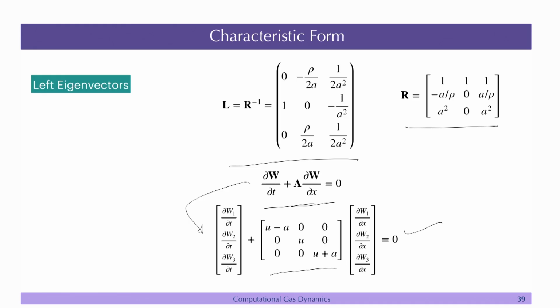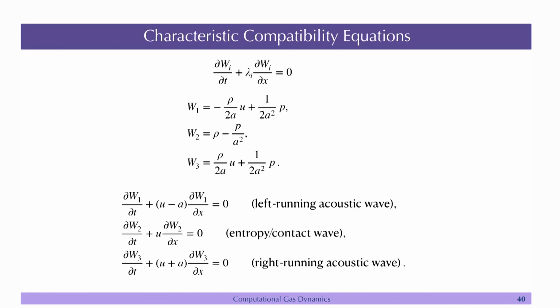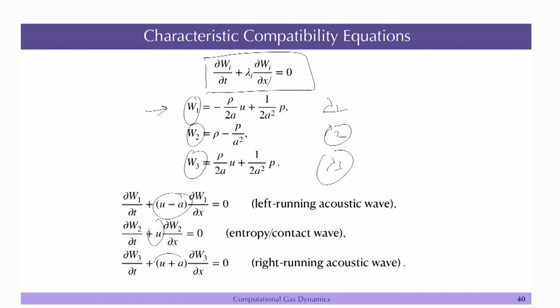And you can write in a decoupled form. So, I got this W1, W2, W3 by doing LV. This you can go back and work it out. Now I am writing this in decoupled form. Each equation is like a linear convection equation for W1, W2 and W3, and the convection speed is basically lambda 1, lambda 2 and lambda 3. For lambda 1 you have U minus A, lambda 2 is the pure entropy waves, and lambda 3 is basically U plus A.